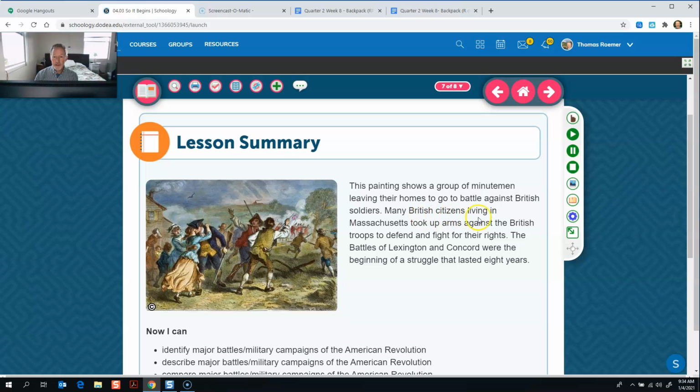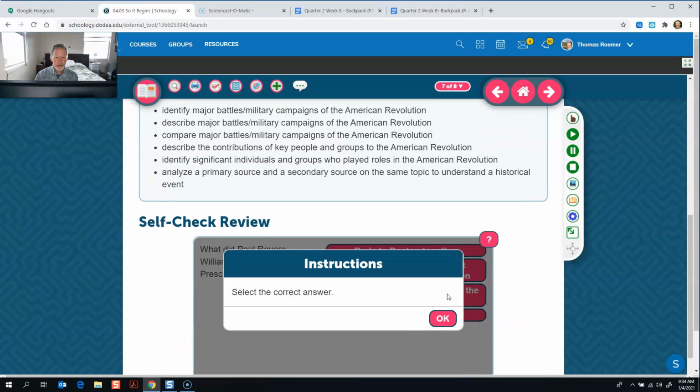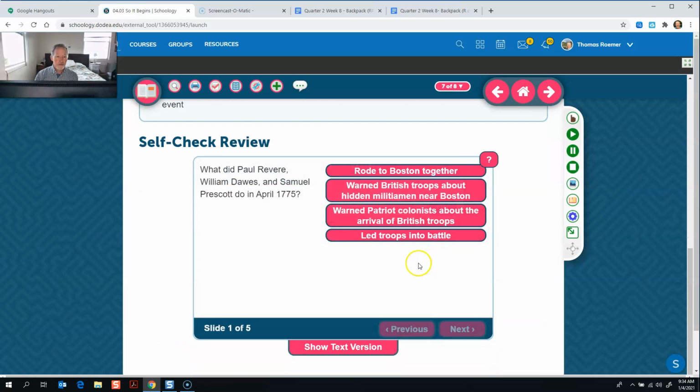And now you've got British citizens living in Massachusetts who took up arms, took up weapons against the British troops to defend their rights. The battles of Lexington and Concord were the beginning of a struggle that would last 8 years. Okay, let's take a look at our review right here.